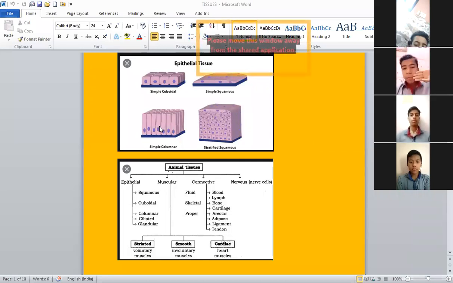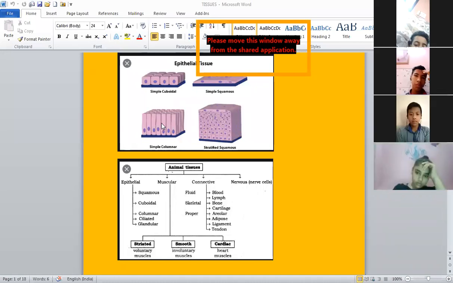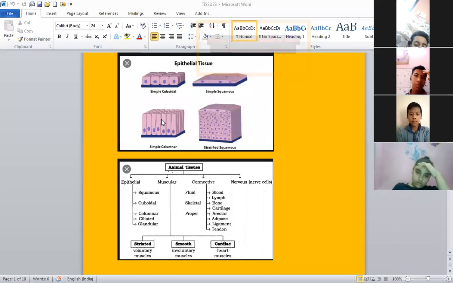Where are they found? They are located in the lining of stomach, intestine, gallbladder, and oviducts. And what is their function? They facilitate the movement of substances across it. Means they easily allow the movement of substances across them, and they also act as absorptive tissue.